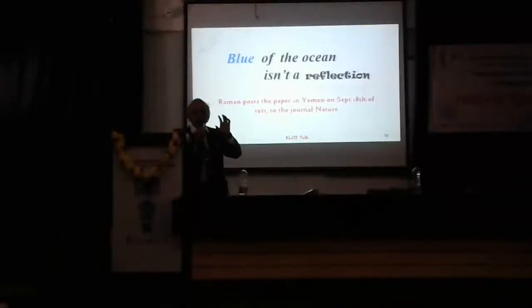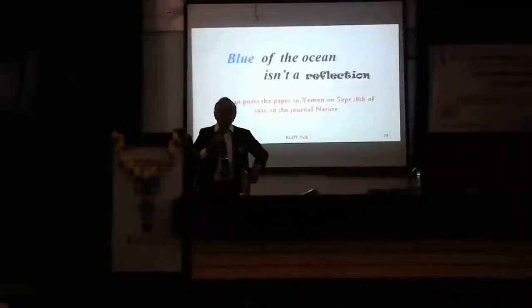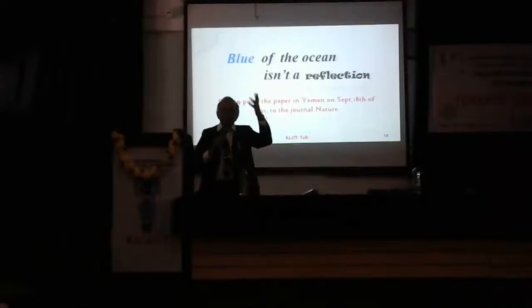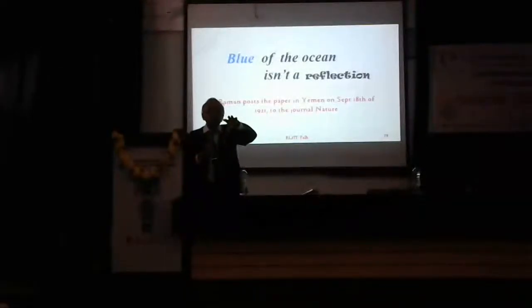What's happening when light is getting scattered? Next, the quick mind of Raman started thinking, well, the light is getting scattered, all right. The light getting scattered from the ocean is having blue light in it. But the blue light is the one which was already present in the white light.